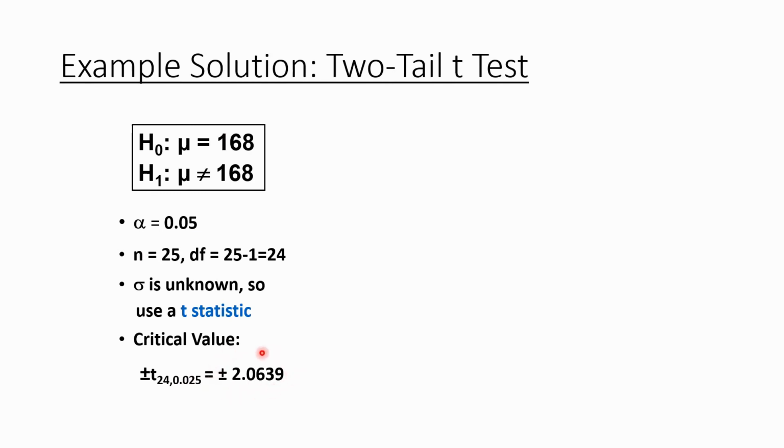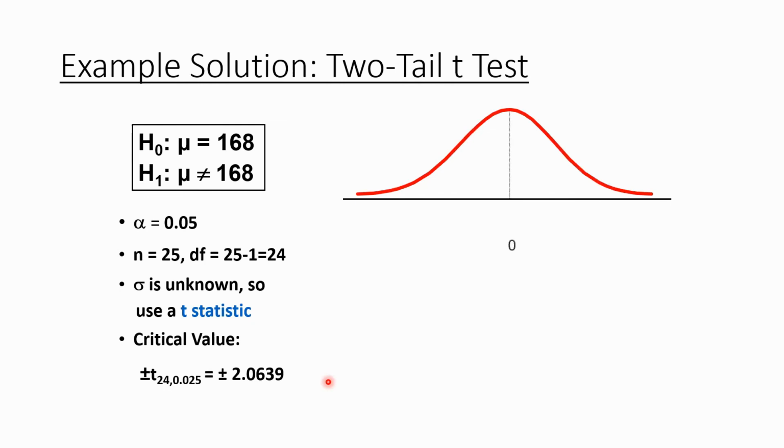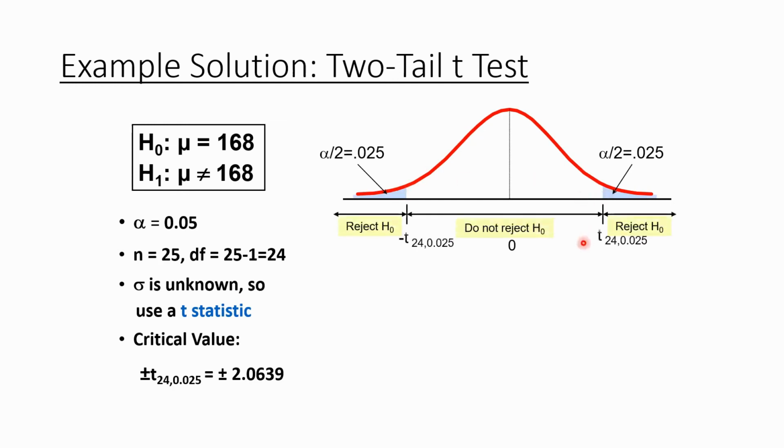Now all of this you have to write down because it is important. Then you draw your particular graph because it's easier for the eye when you look at this. So you have alpha divided by 2. This is your shaded region. And you have the critical value, 2.0639. And this would be your reject H0 region on either side, and in the middle would be your do not reject H0. So now you calculate your t-stat.